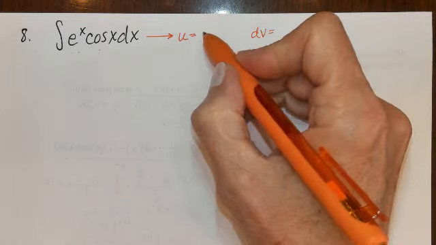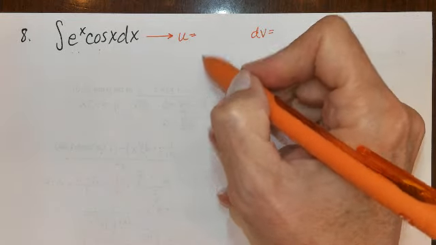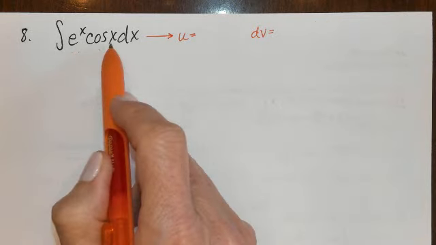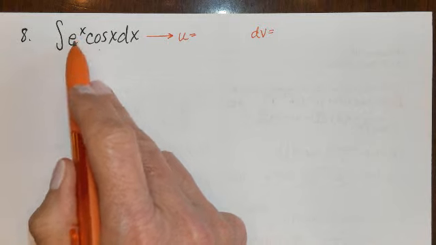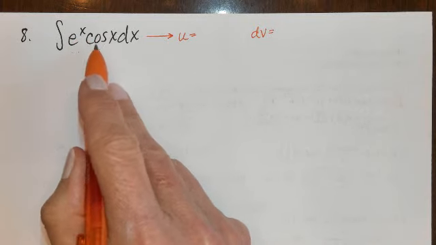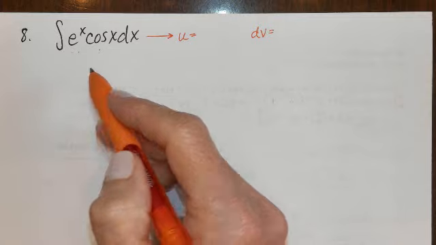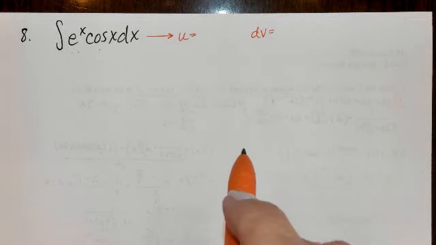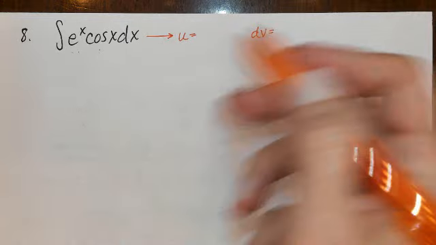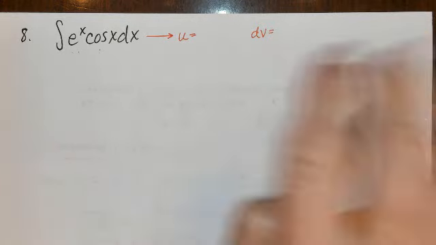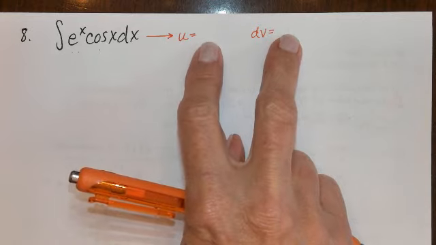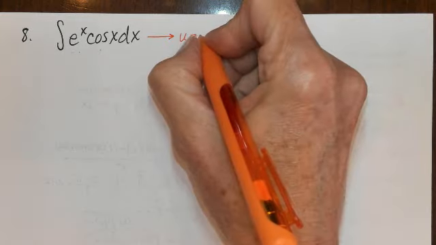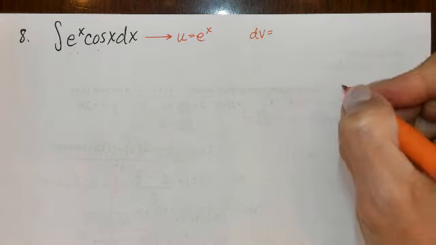It's always good to let u equal something that will kind of break down, right? Neither of these break down, do they? The derivative of e to the x is just e to the x. The derivative of cosine has a sine in it. So neither one of these breaks down. It really doesn't matter which you let u be and which you let dv be. I like to let u be the e to the x, but it really doesn't matter.